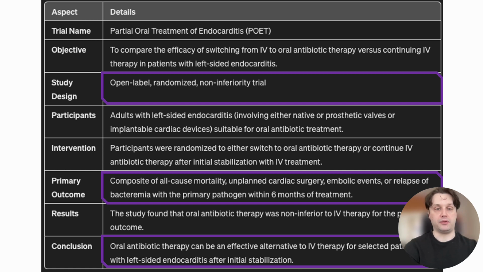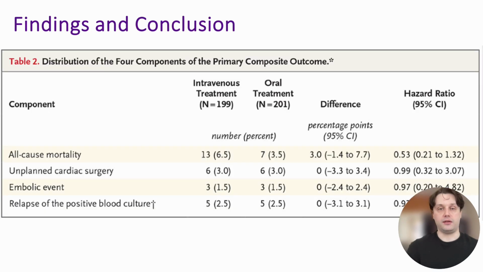This was an open label randomized non-inferiority trial, and they took a look at the primary composite outcomes of all-cause mortality, unplanned cardiac surgery, embolic events, and relapse of bacteremia. And the conclusion was that oral antibiotic therapy can be an effective alternative to IV therapy for selected patients with left-sided endocarditis after initial stabilization with IV antibiotics. So really, the findings and conclusion, I think the chart really summarizes well from the study. These are all the primary composite outcomes.